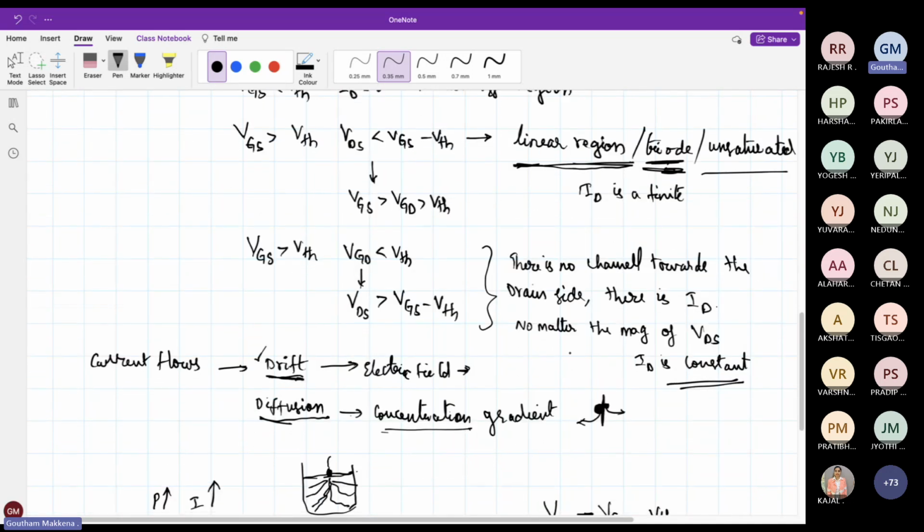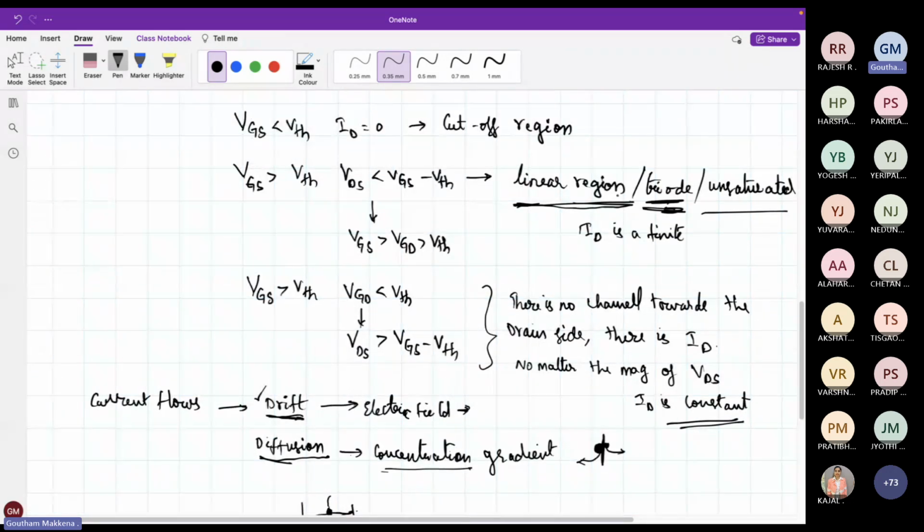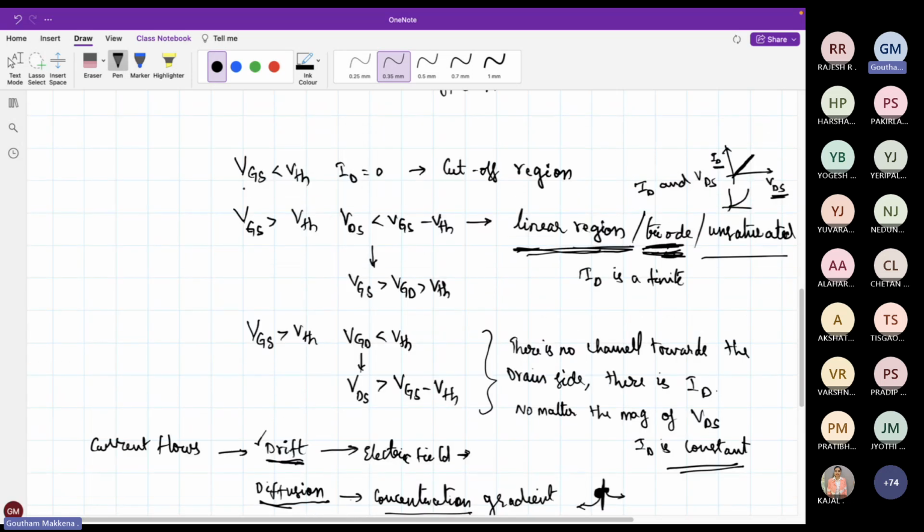Okay. And in the linear region or triode region, your ID and VDS form a linear relationship. So if this is my VDS and this is my ID, in the linear region they form a linear relationship. It is not like some parabola or exponential relationship. It is a linear relationship. As VDS increases, ID increases. That is why it is called the linear region or the triode region. And when VGS is less than VTH, there is no question of current itself. So that is why it is called the cutoff region.